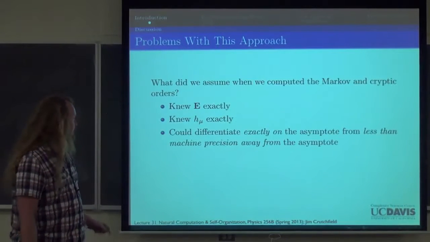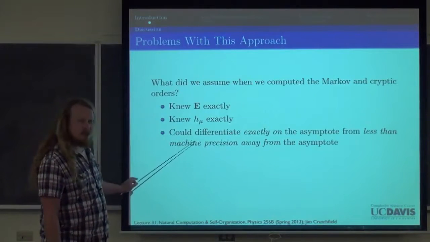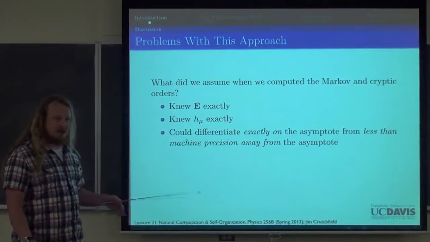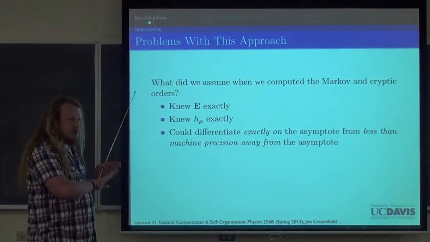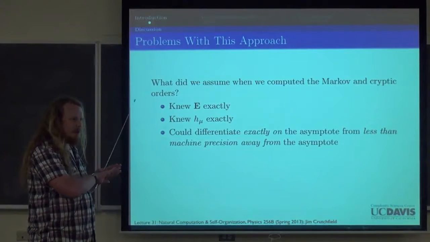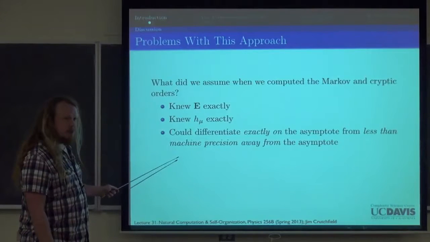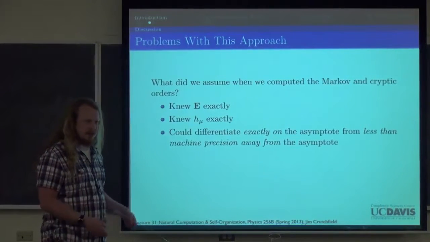This is a more important issue. We assumed we could differentiate exactly on the asymptote from less than machine precision away from the asymptote. This is a very practical concern. For the even process, the block state or the block entropy curve approaches the asymptote exponentially, but it is never exactly on the asymptote. So eventually we'll get to a point where the distance between them is smaller than your computer can differentiate.